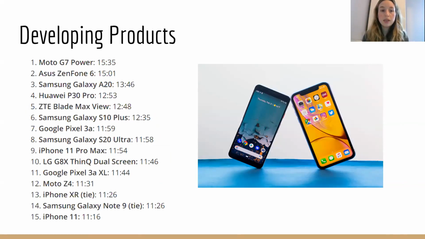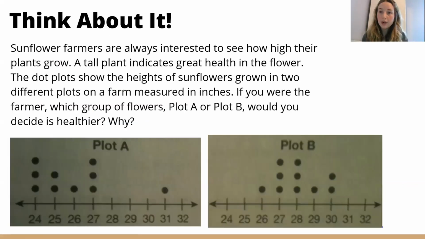So those are some real-world examples. And now we're going to move into some math problems. So your think about it question: sunflower farmers are always interested to see how high their plants grow. A tall plant indicates great health in the flower. The dot plots show the heights of sunflowers grown in 2 different plots on a farm, measured in inches.